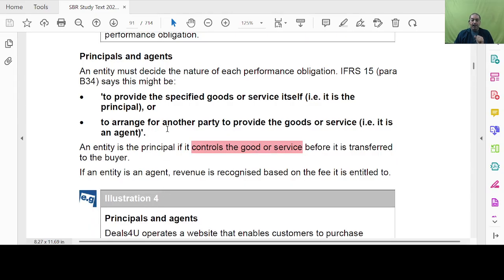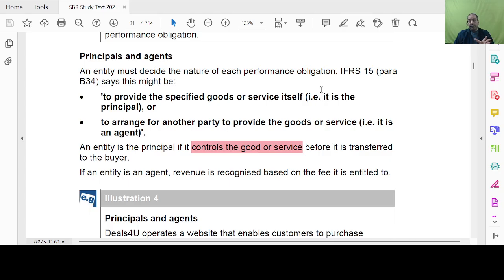Now, an entity must decide the nature of each performance obligation. IFRS 15 says that this might be to provide the specified goods or service itself, or to arrange for another party to provide the goods or service. That means when we have principals and agents, where I am having an agent in different parts of the country to sell goods on my behalf, I am called a principal.